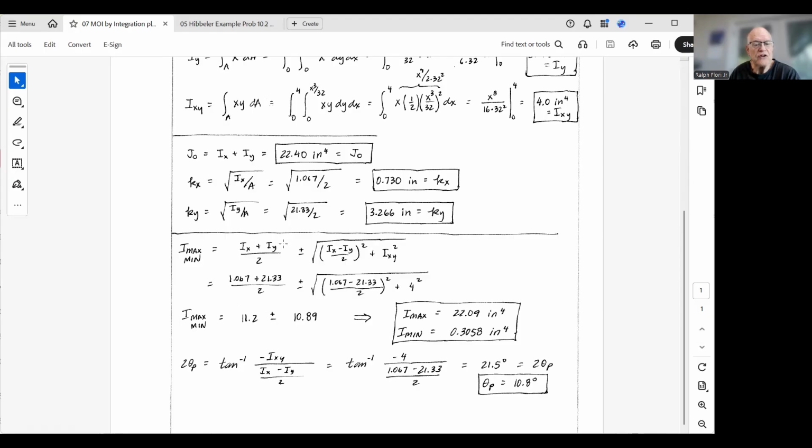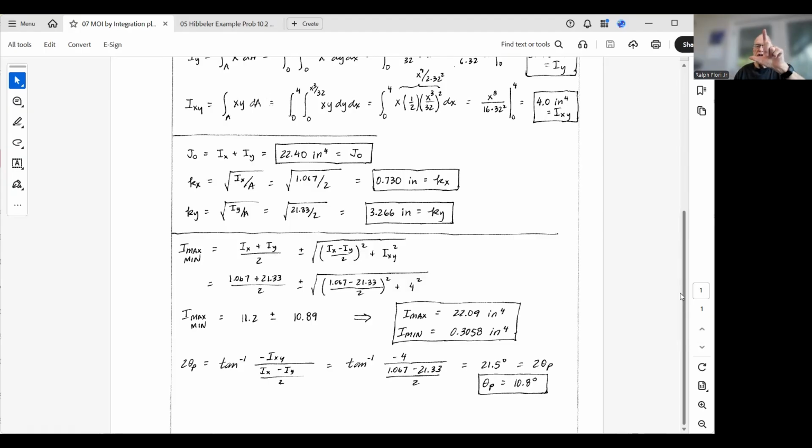So this is the average of Ix and Iy, which is 11.2. And then this term is 10.89. Actually, when we get to Mohr's circle, which you may have heard of, this is the center of Mohr's circle, and this is actually the radius of Mohr's circle. So our Imax is 22.1 inches to the fourth, and our Imin is 0.306 inches to the fourth.